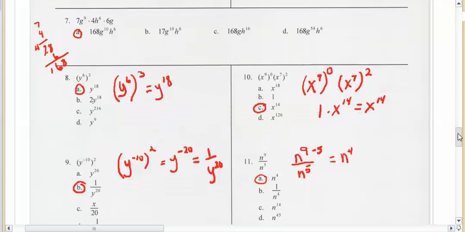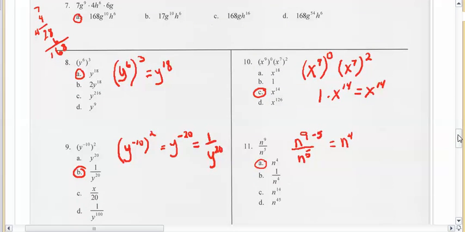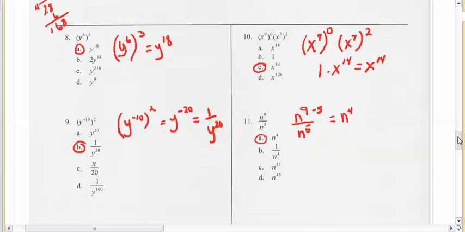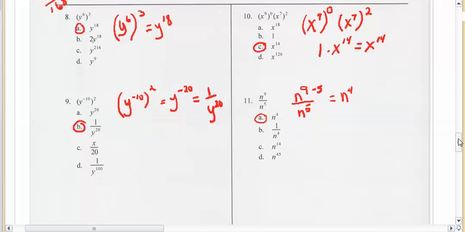Number 10. Okay, anything to the 0 power is 1. Then we have power to power, 7 times 2 is 14. 1 times x to the 14 is just x to the 14. Okay, number 11. When you're dividing bases, you subtract exponents. So 9 minus 5 is 4, and we have n to the 4th.